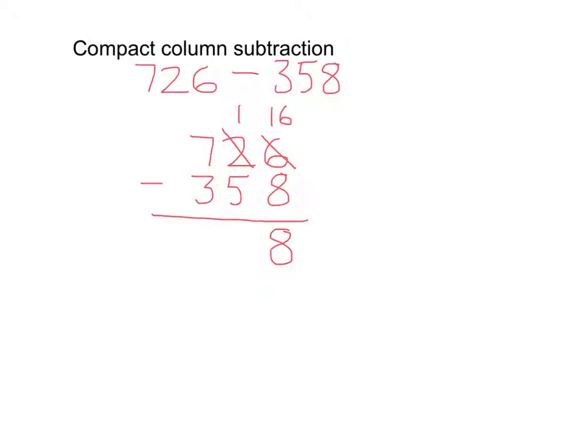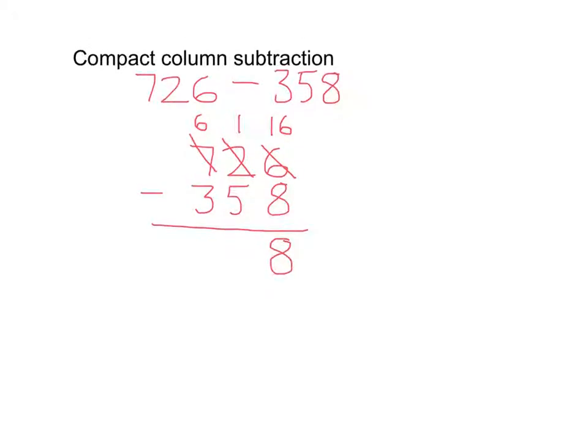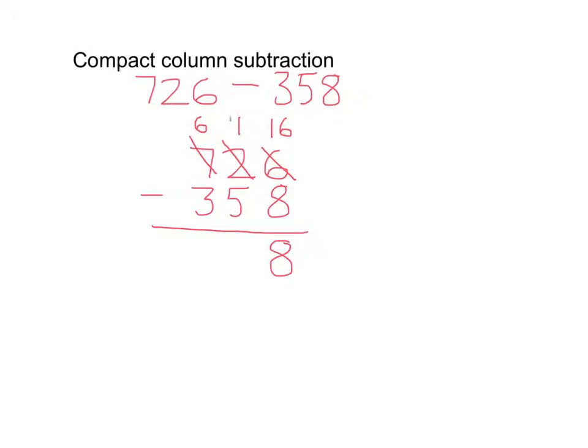Now looking at the tens column, you've got 1 ten subtract 5 tens. Can't be done, but we could move one lot of 100 across from the hundreds column, leaving you with only 600 there. But you now have the 100 in the tens column, which leaves you with 11 tens. So you now have 11 tens subtract 5 tens is 6 tens.